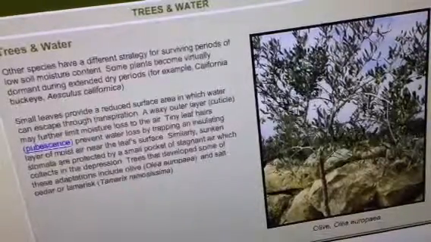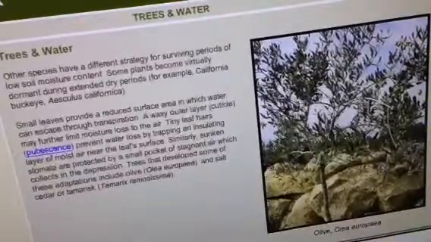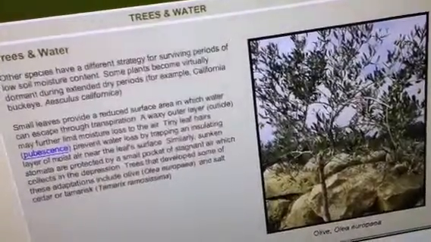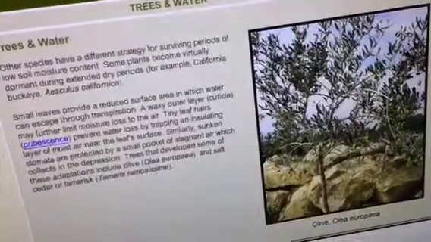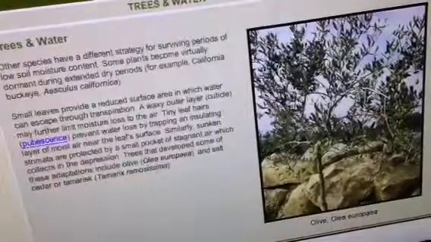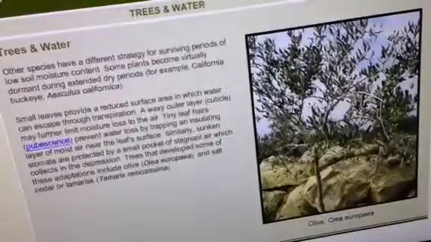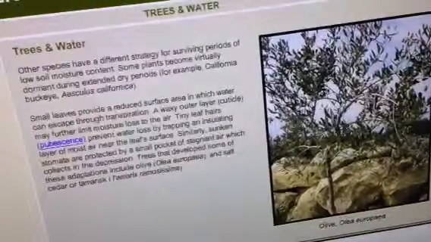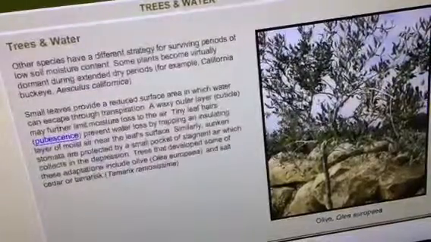Tiny leaf hairs, pubescence, prevent water loss by trapping an insulating layer of moist air near the leaf's surface. Similarly, sunken stomata are protected by a small pocket of stagnant air which collects in the depression. Trees that develop some of these adaptations include olive, Olea europaea, and salt cedar or tamarisk, Tamarix ramosissima.